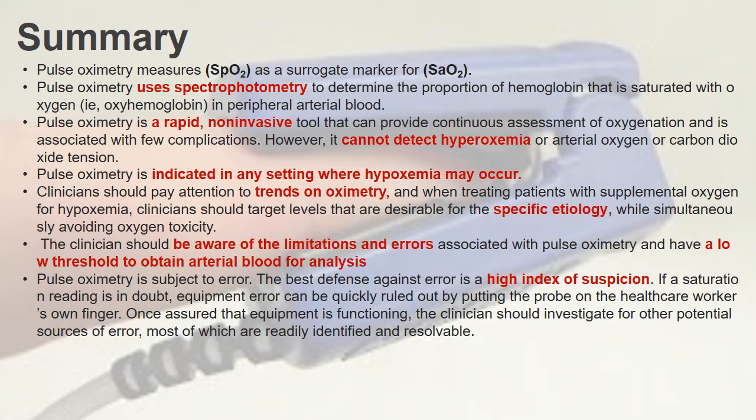Clinicians should pay attention to the trends on the oximetry. Also, they should target the levels of oxygen according to the specific etiology of the disease. Be aware of the limitations and errors of pulse oximetry, have a low threshold to obtain arterial blood gases, and a high index of suspicion. Whenever you have a patient with an erroneous reading, you should have a high index of suspicion. This is a take-home message: you should have a low threshold for ABGs.